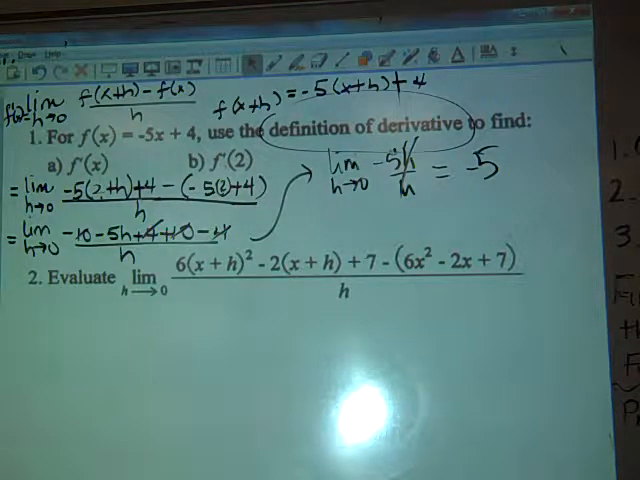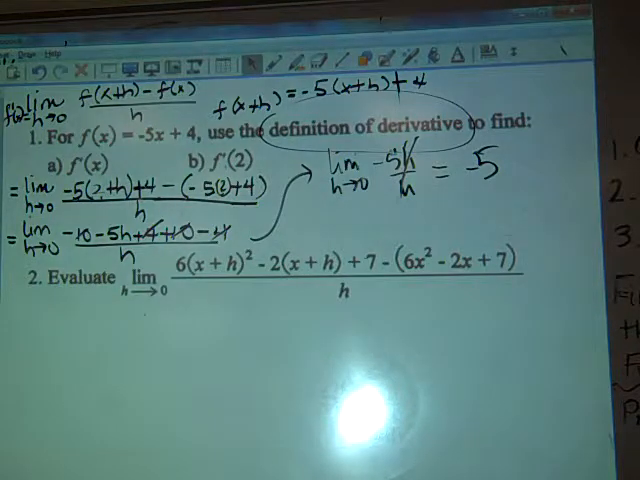Look at the second one. Does it look like that could be the definition of the derivative already worked out, or already plugged in? What was the original function? We don't know. What would have been f of x right here? 6x squared minus 2x plus 7. There it is. We piece it all together.